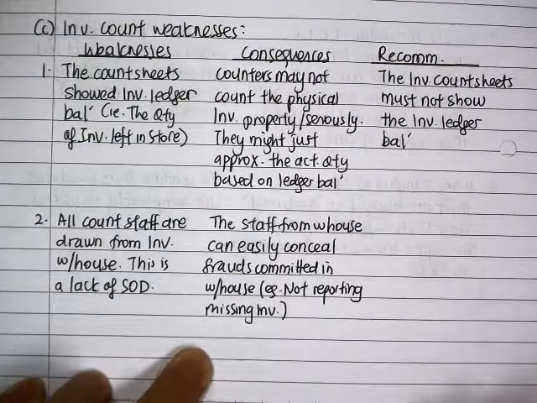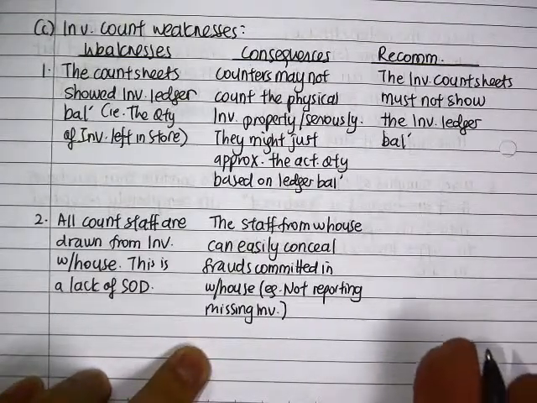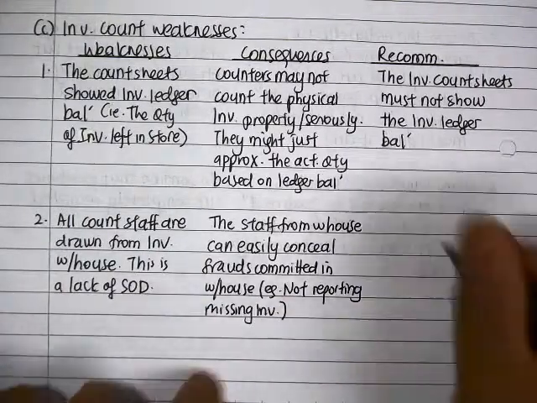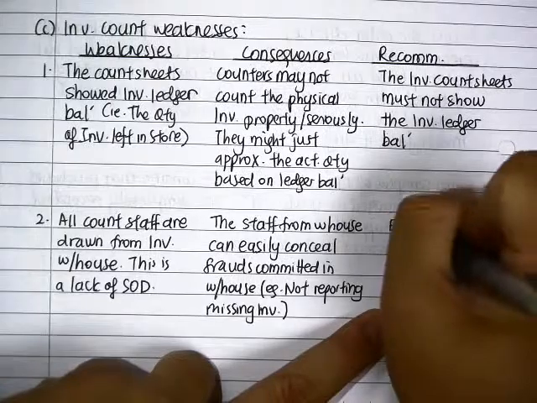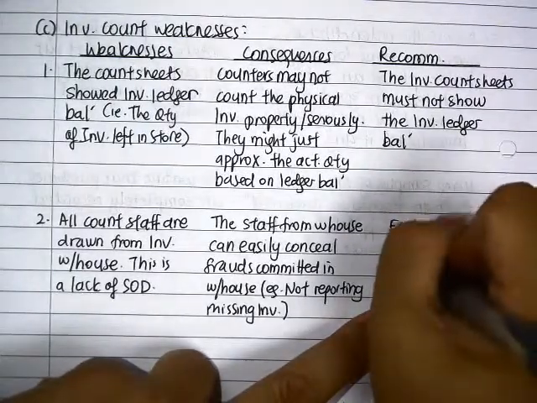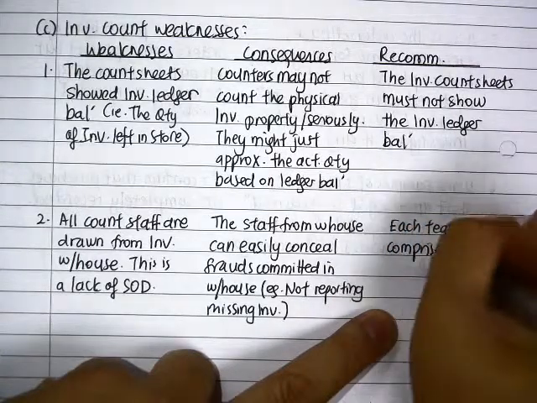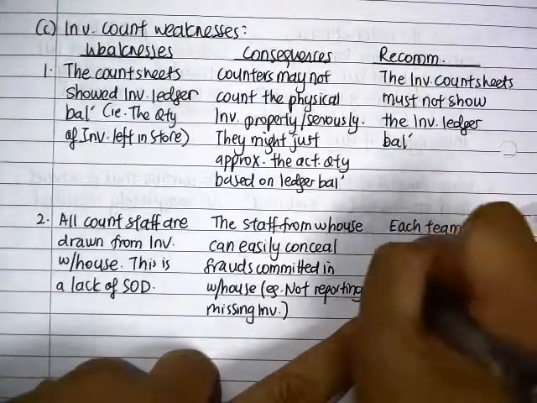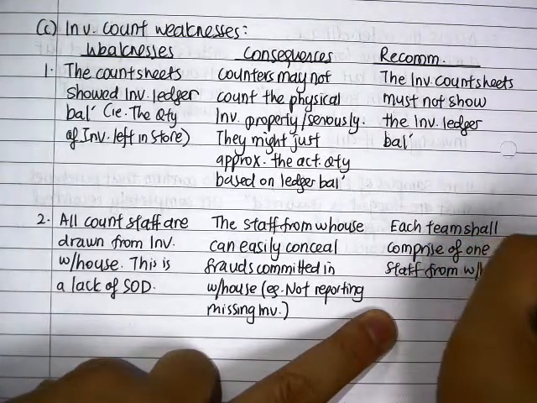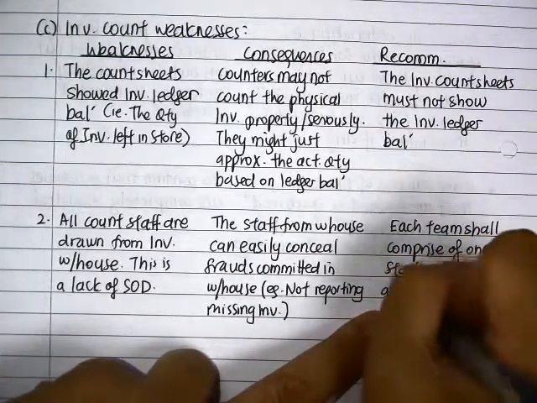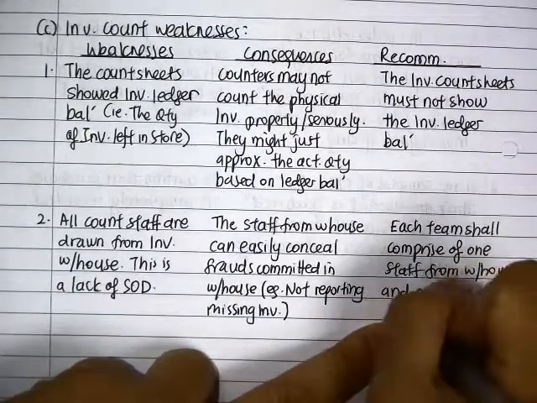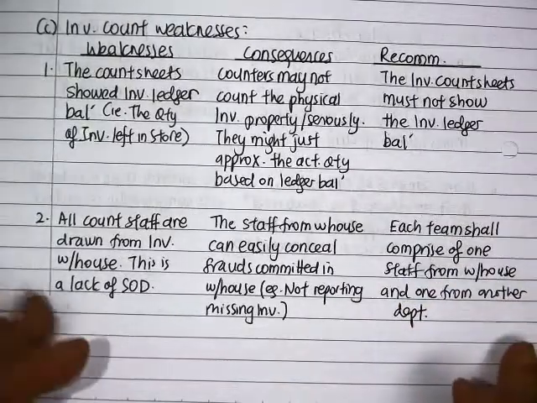So recommendation is what? Now obviously you must be more specific here. So you must tell them how you achieve segregation of duty. So we must say that each of the teams shall comprise one staff from the inventory warehouse and one from another department.